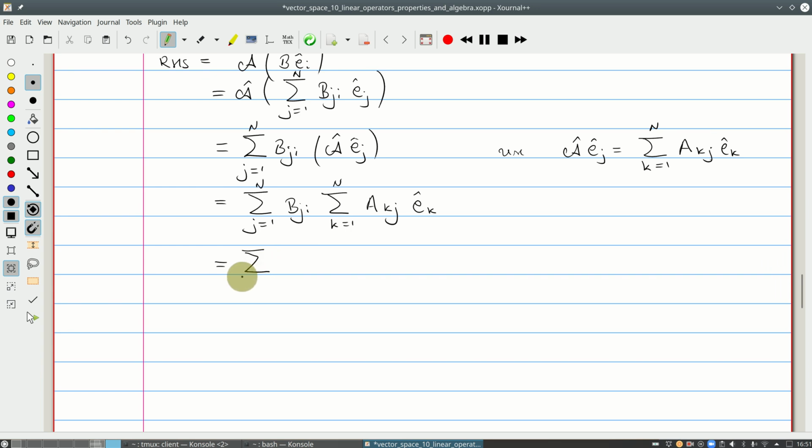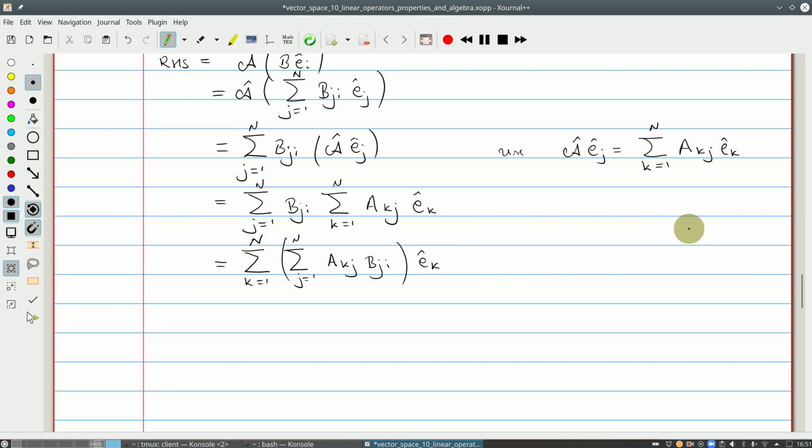These are finite sums, so we can do it without any concerns. If you had infinite sums, you can't always do it. I'm going to put a parenthesis there, 1 to n. And let's rearrange stuff. I'm going to put the a_kj, b_ji first, and then we put the e hat k on the outside.